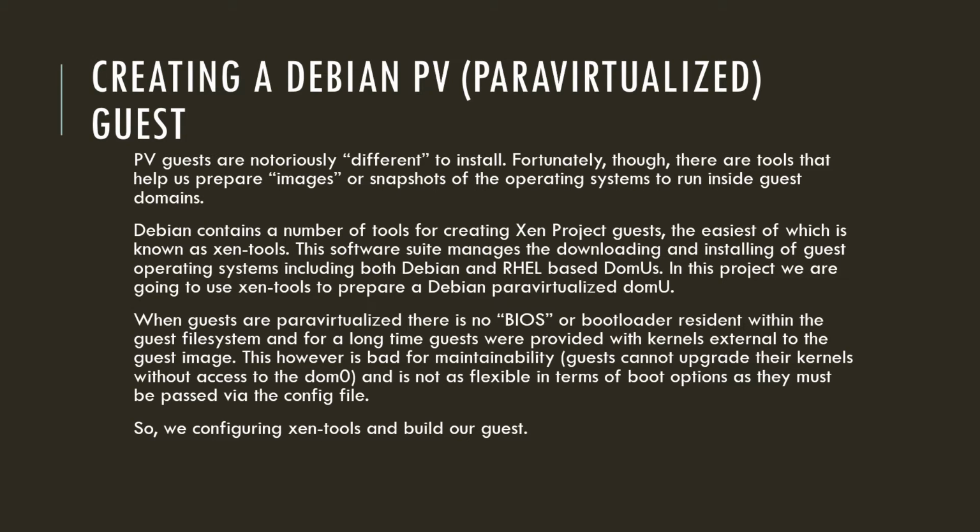So the next step would be to create the para-virtualized guest, which will be our Debian again. The para-virtualized guests are notoriously difficult to install. Fortunately though, there are tools that help us prepare the images or snapshots of the operating systems to run inside guest domains. Debian contains a number of tools for creating the Xen Project guests, and the easiest of which is known as Xen Tools. This software suite manages the downloading and installing of guest operating systems, including both Debian and RHEL based DomUs. In this project, we are going to use the Xen Tools to prepare a Debian para-virtualized DomU.